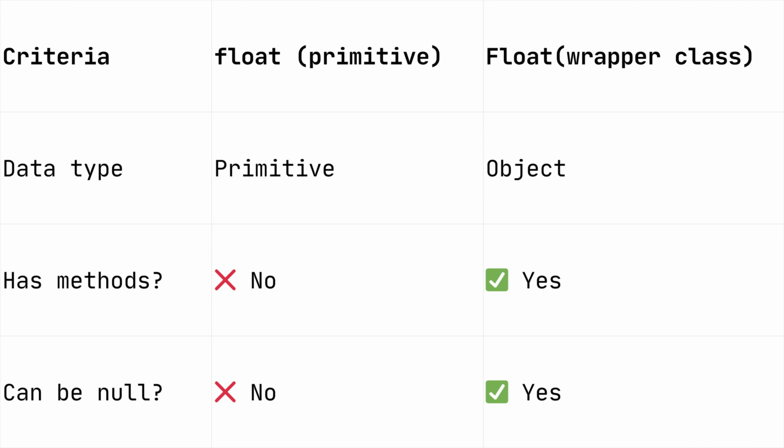Quick comparison, float versus Float. Let's just get the basics straight. float is primitive, fast, and lightweight. Float is an object, comes with methods and flexibility. You can't assign null to a float, but you can assign null to a Float. Use float when you care about speed and performance. Use Float when working with collections, generics, or APIs that expect objects.